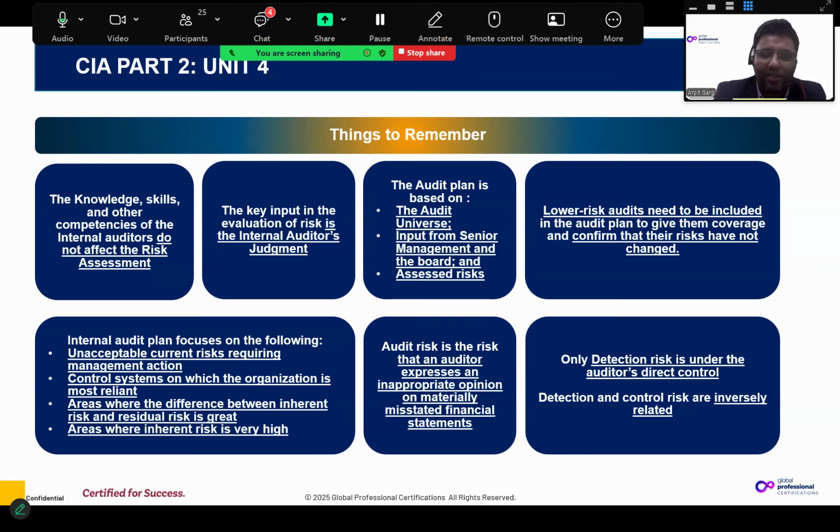So can you all read it once again? This line doesn't mean whether the skill set is there to do the risk assessment. It says that whether the knowledge, skill set, and competencies available in the auditor should be a factor to consider in the risk assessment. So basically, it says the knowledge, skill, and other competencies of the auditors do not affect the risk assessment.